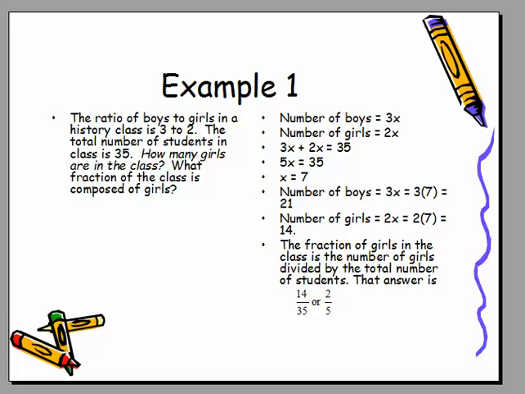The fraction of girls in the class is the number of girls divided by the total number of students. That's 14 over 35. If we divide both numerator and denominator by 7, this reduces to 2 over 5.